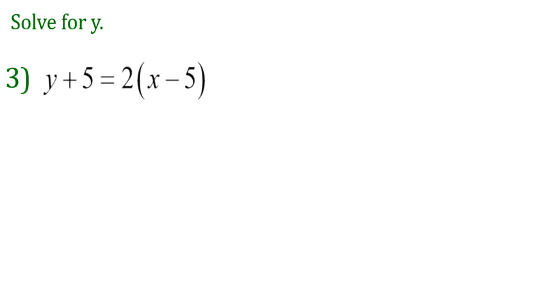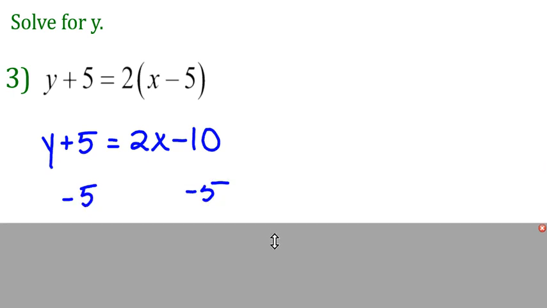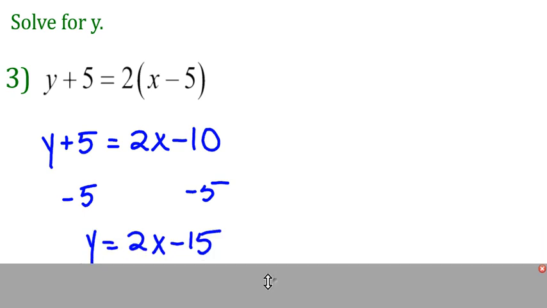All right, let's solve for y here. So let's isolate it to get it alone. If we want to get y alone, let's think about the order of operations. We have some distribution over subtraction that we could take care of first. So we could take 2 times each of the items, x and a negative 5. So we would have 2x minus 10. Now we have some addition we can undo here on the left-hand side. To get y alone, we could subtract 5 from each side of the equation. So we'd have y equals 2x minus 15.